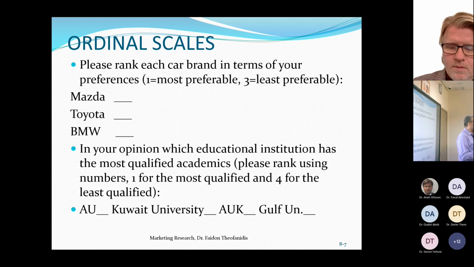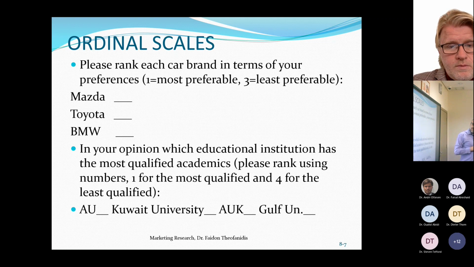So we start to talk about quantitative, not quality. For example, please rank each car brand in terms of your preferences. 1, most preferable, 3, least preferable. And you put 3 brands: Mazda, Toyota, BMW. The consumer needs to rank those brands based on his preference. So if he prefers BMW, he has to put 1 here, then let's say 2 in Mazda and 3 in Toyota. So that would be a ranking question.